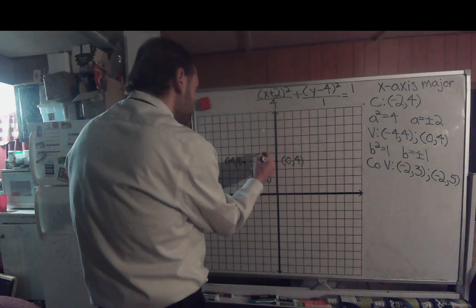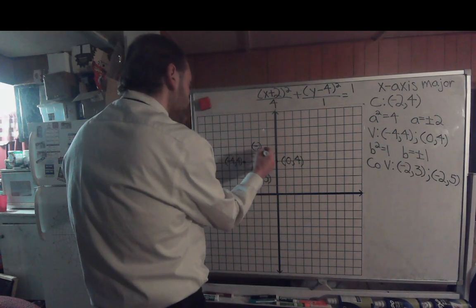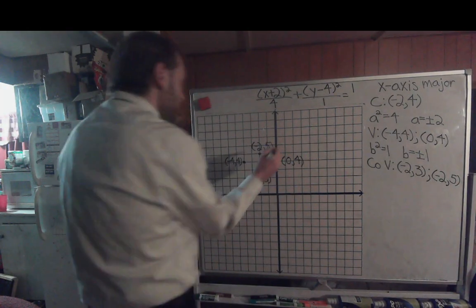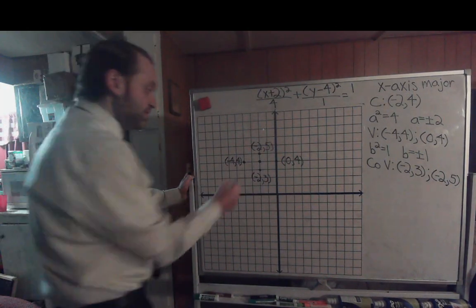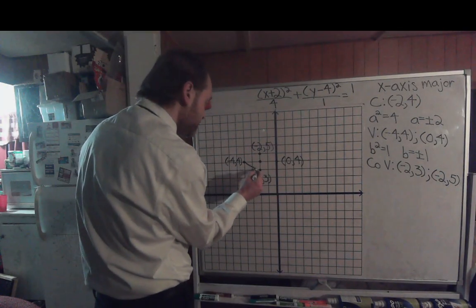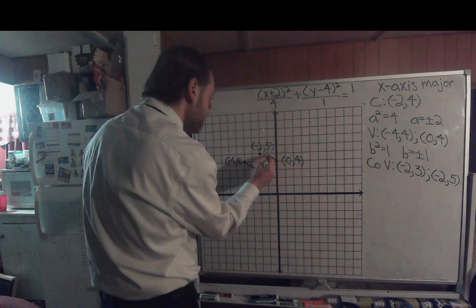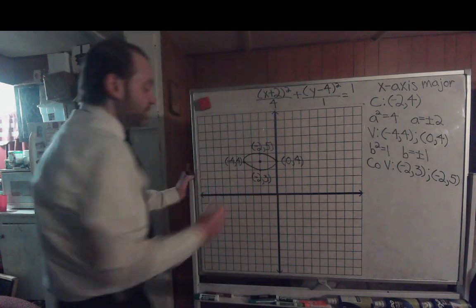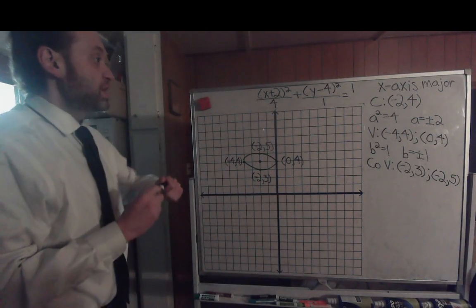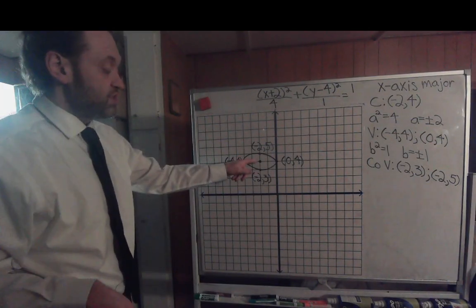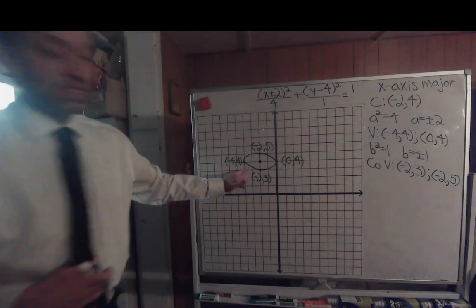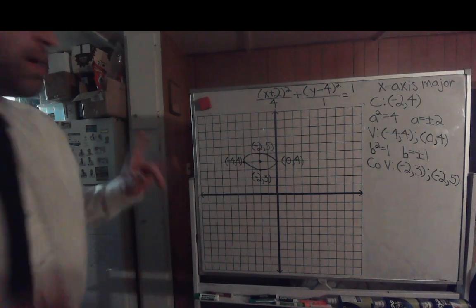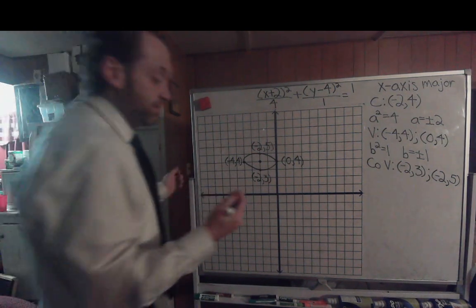Then I'll have negative 2, 5 up here. Now I at least have sufficient points to draw this ellipse. So there's my ellipse with the center of negative 2, 4 with my various vertices. But I do need to find the foci.